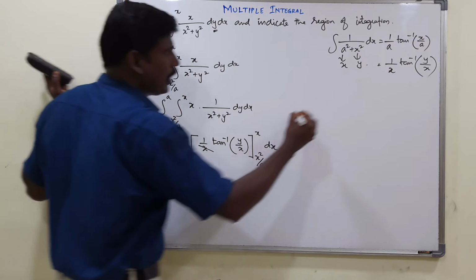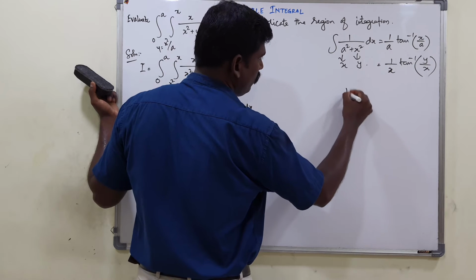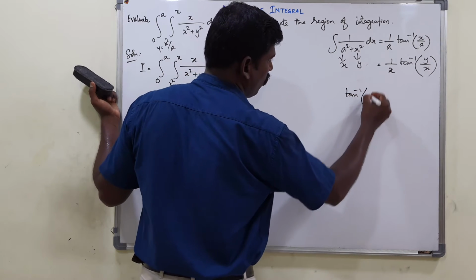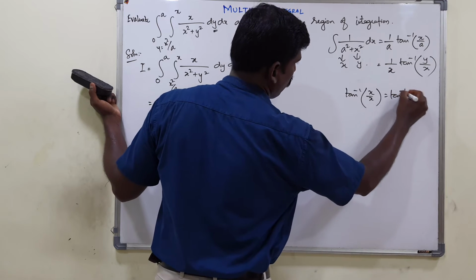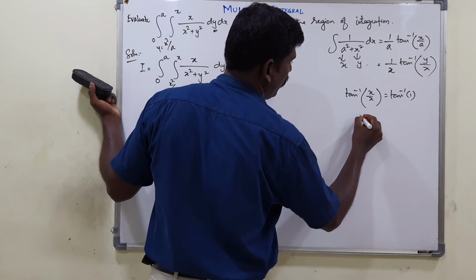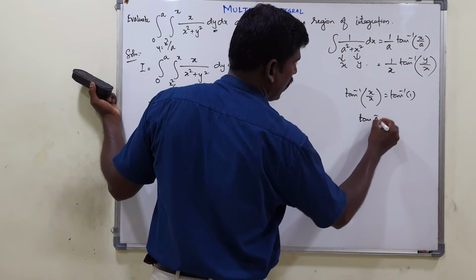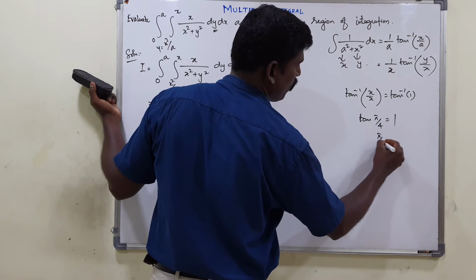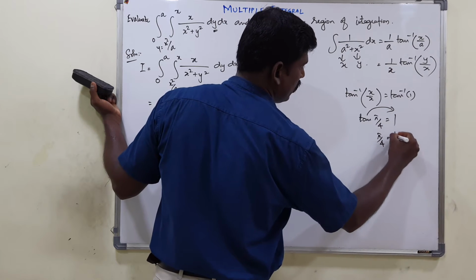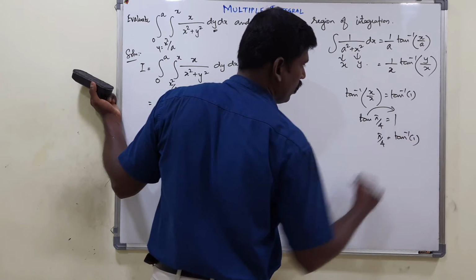Right, now applying the limit 0 to a, applying the upper limit tan inverse of 1. What is tan inverse of 1? Tan inverse of x by x, isn't it? That is equal to tan inverse of 1. What is tan inverse of 1? We know that tan pi by 4 is equal to 1, isn't it? Tan 45. So pi by 4 is equal to tan inverse of 1, right?